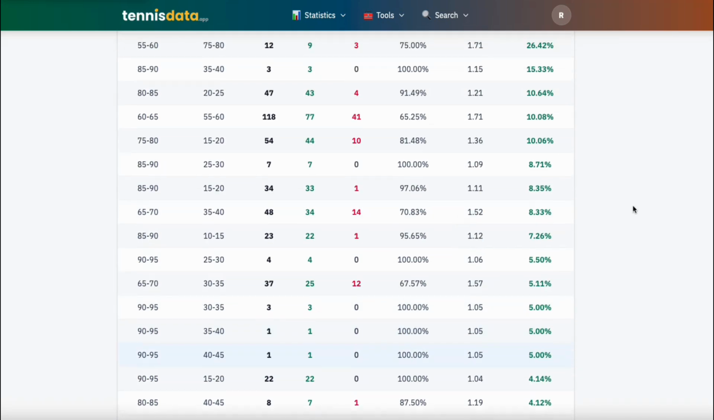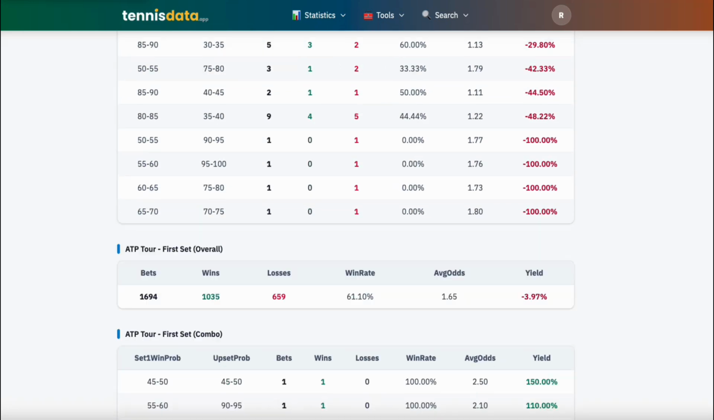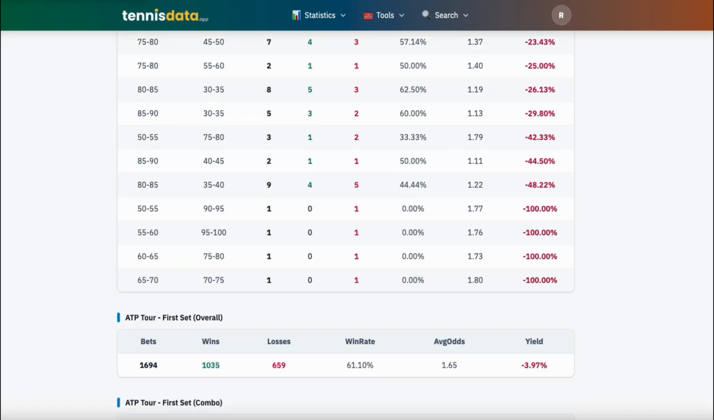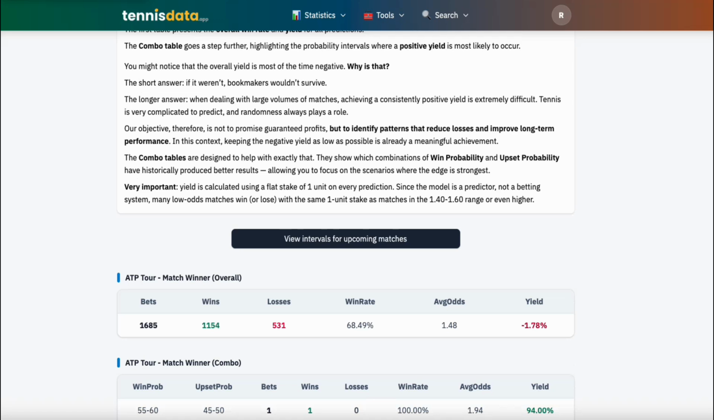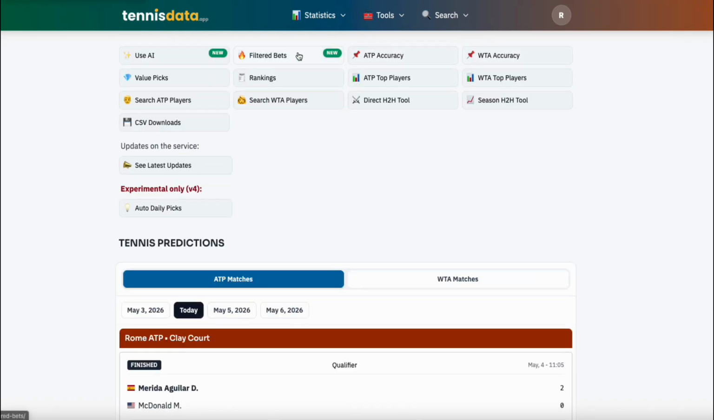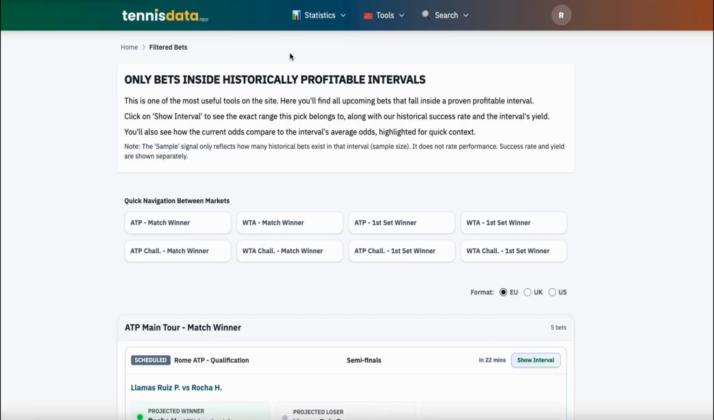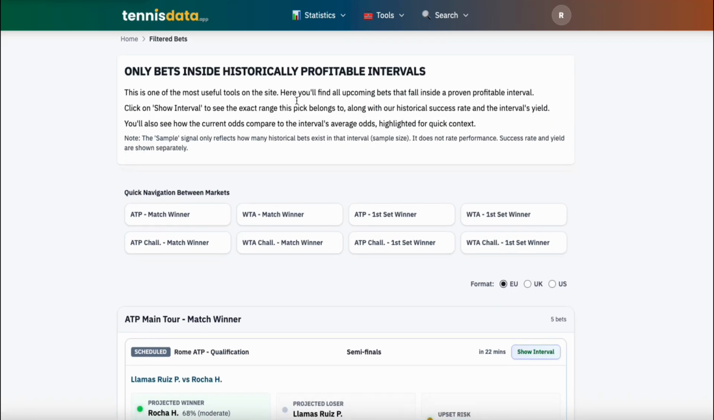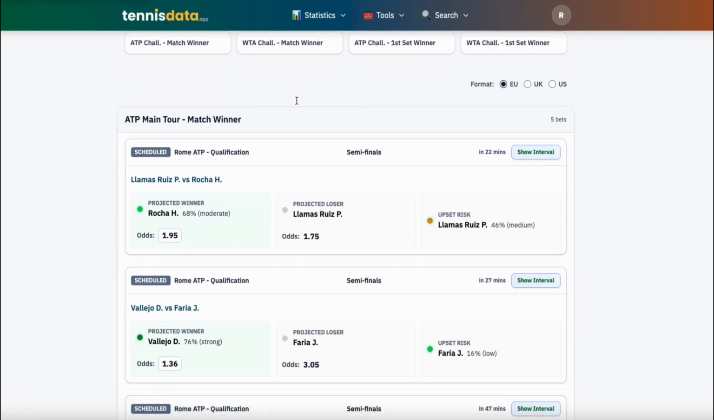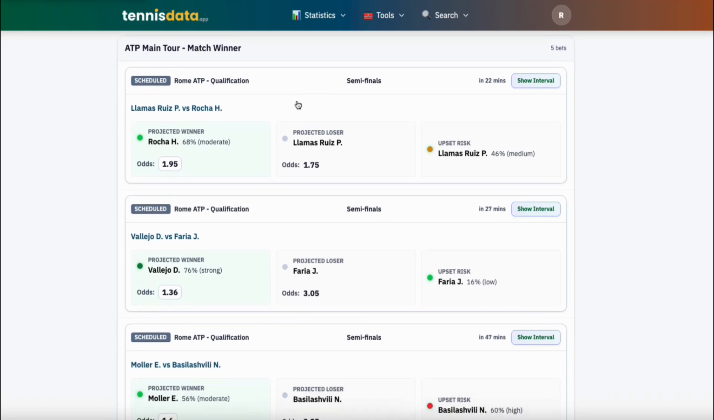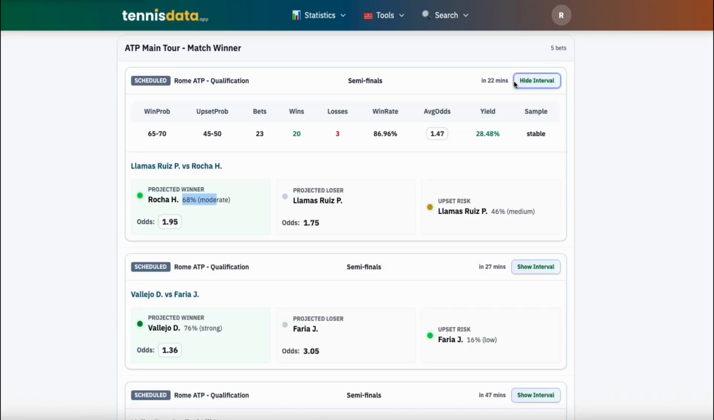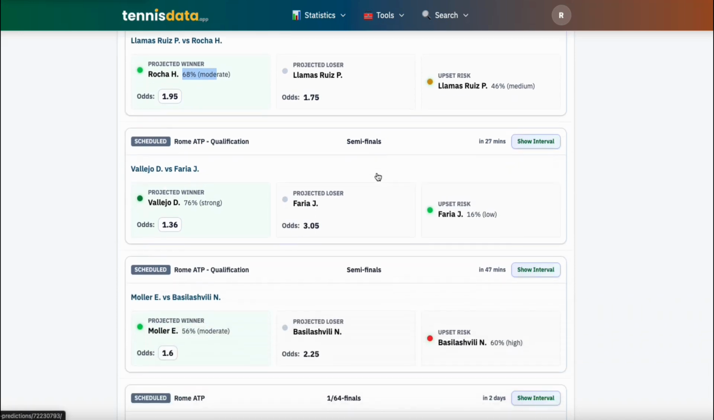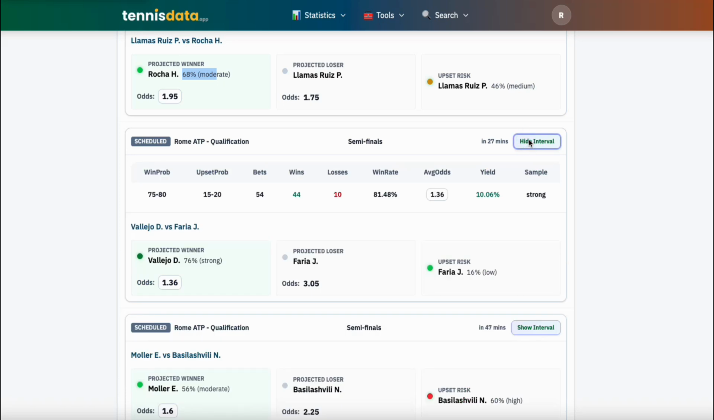This calculation is done across all ATP and WTA matches, including the main tour and challengers. It is also split by each market we cover, match winner and first set winner. We also sort the predictions by mapping them to historically profitable intervals, and those predictions are shown in the filtered bets section. Here is how it works. We take the model's win probability and upset probability, then match them against the upcoming fixtures. When a prediction falls inside one of those profitable intervals, it appears in this section.